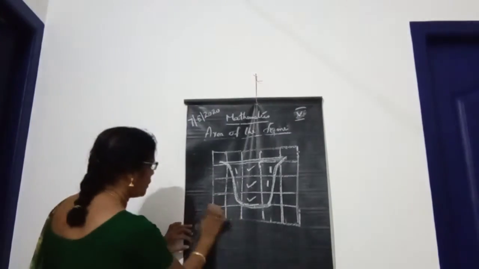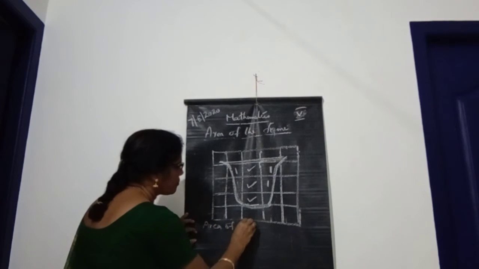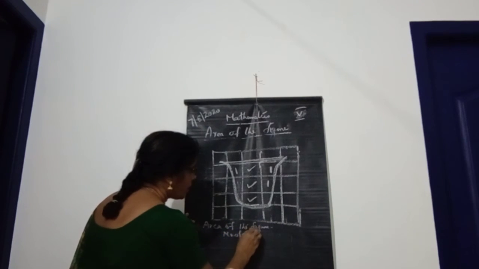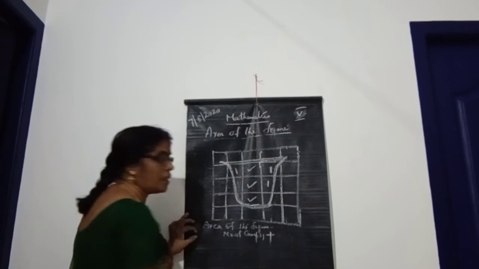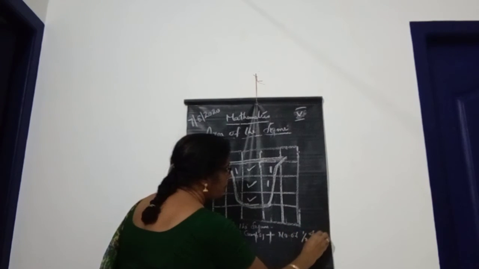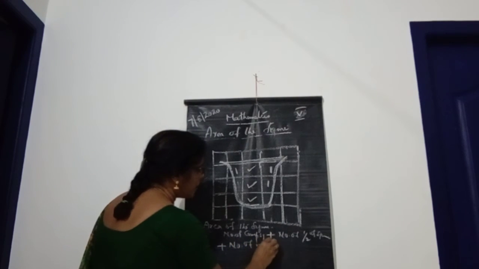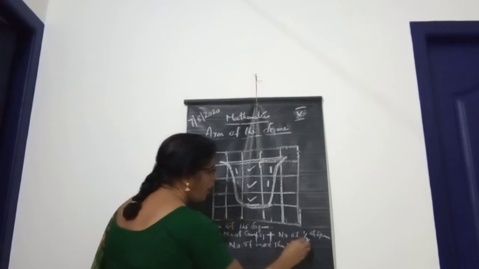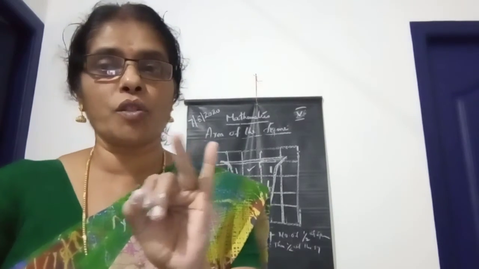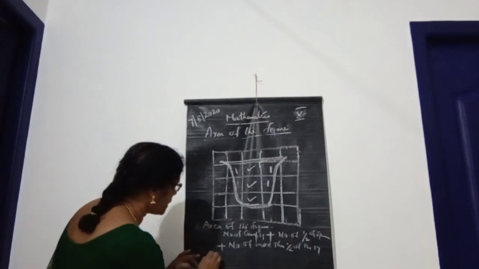Area of the figure is equal to, then you have to write the formula also. Area of the figure is equal to number of completed squares plus number of half squares plus number of more than half squares. Number of completed squares plus number of half squares plus number of more than half squares.